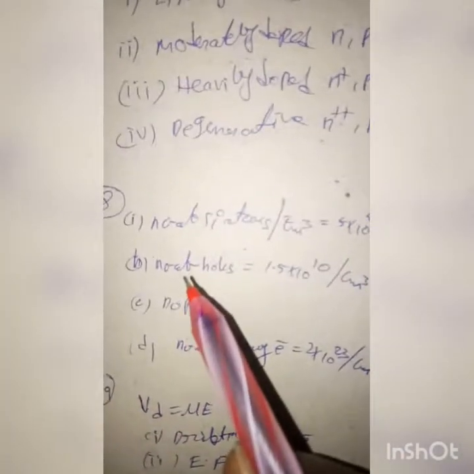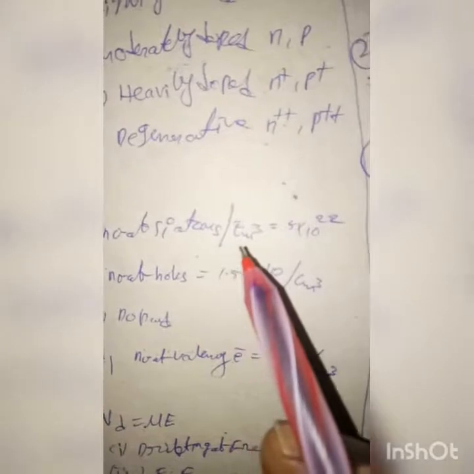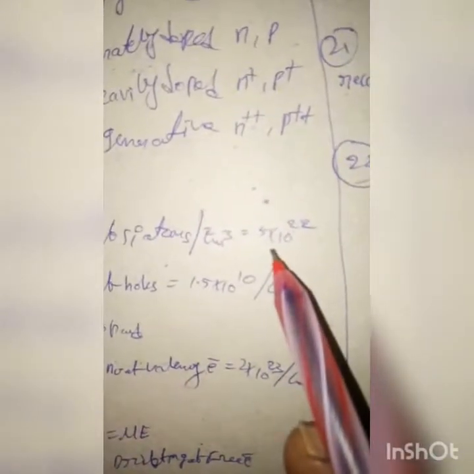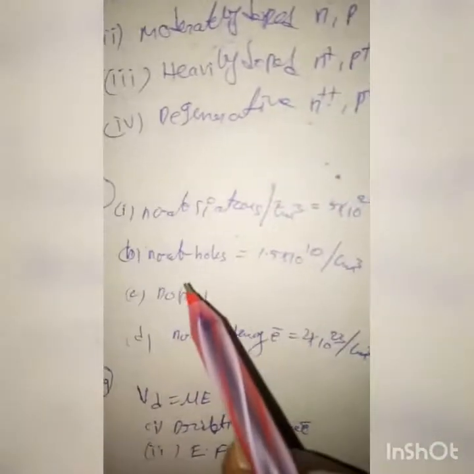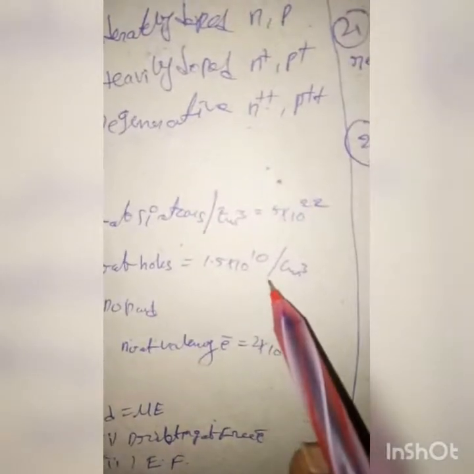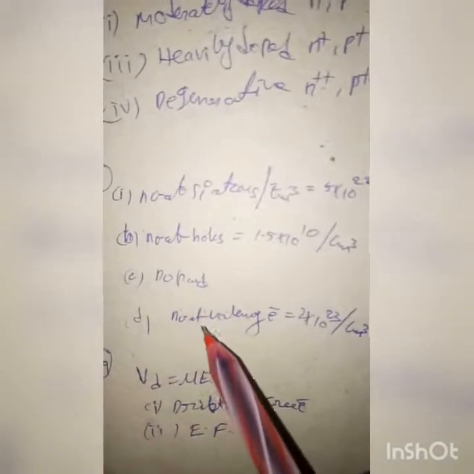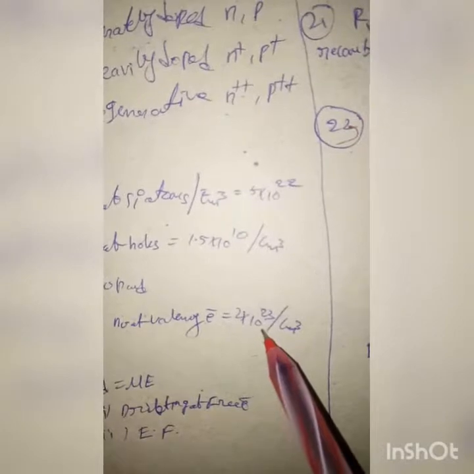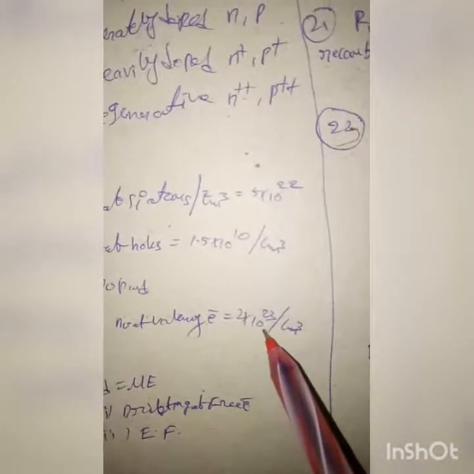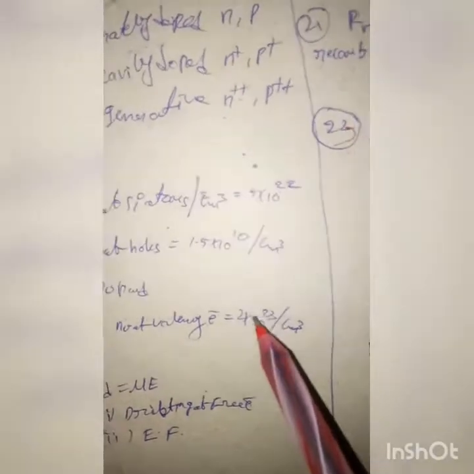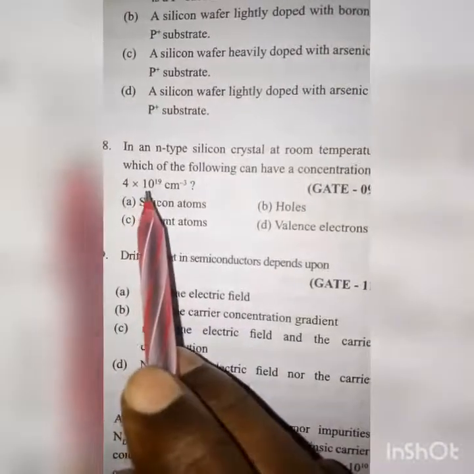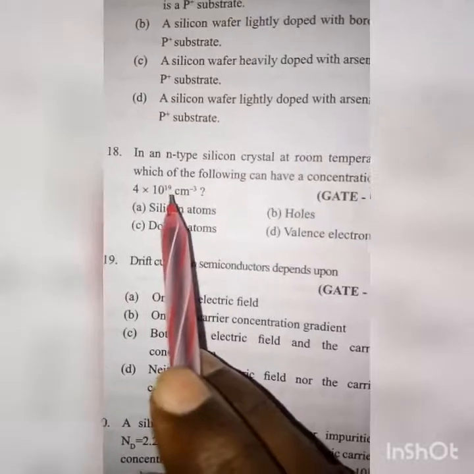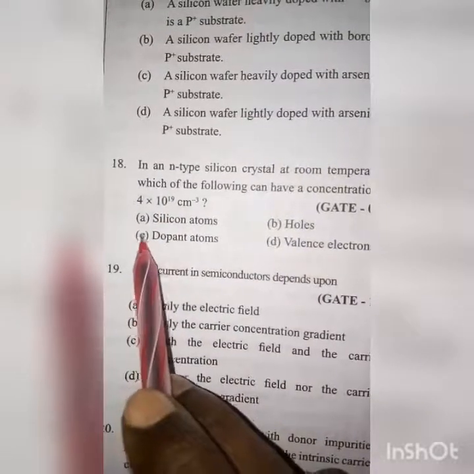He asked the number of silicon atoms per centimeter cube, this is 5 into 10 power 22. Number of holes 1.5 into 10 power 10. Number of valency electrons 4 into 10 power 23. What he asked in the 18th question, he already gave 4 into 10 power 19. This is related to dopant atoms. So the answer is C.